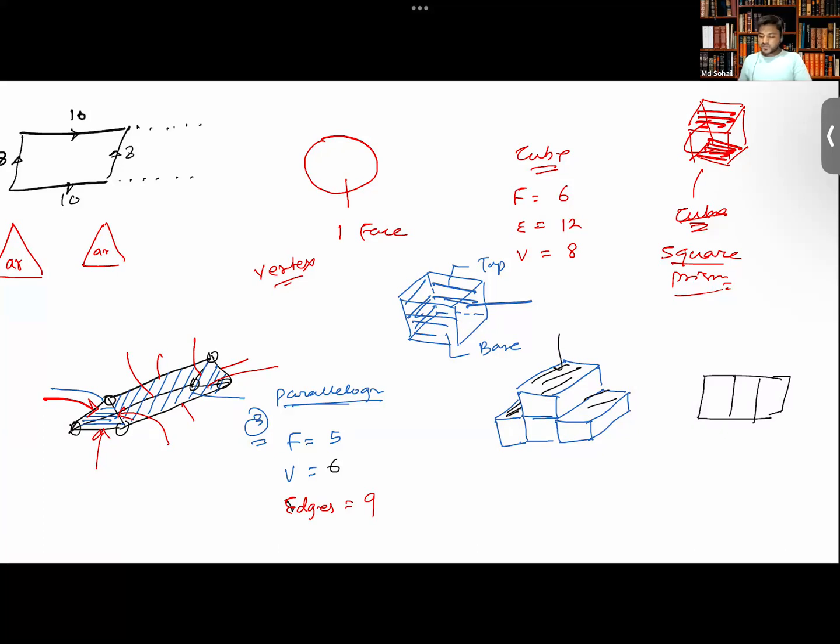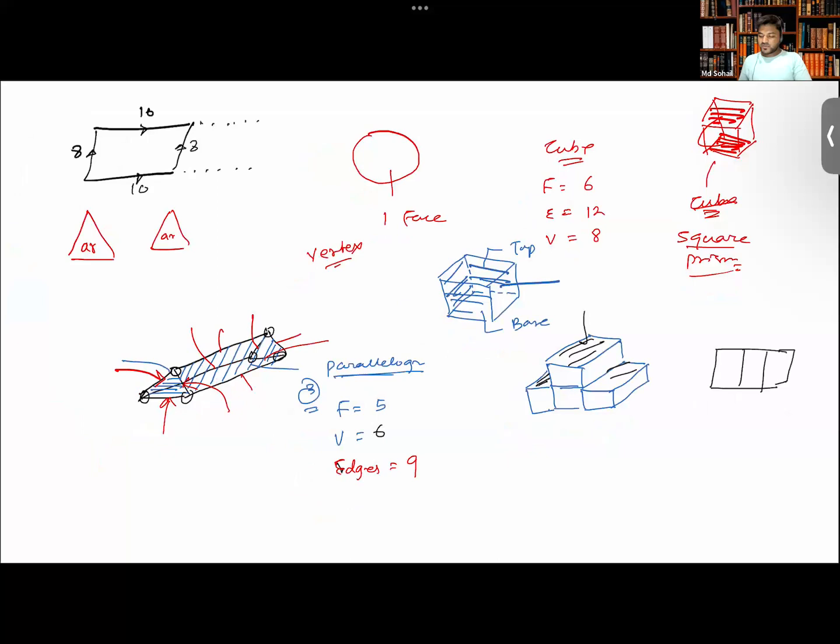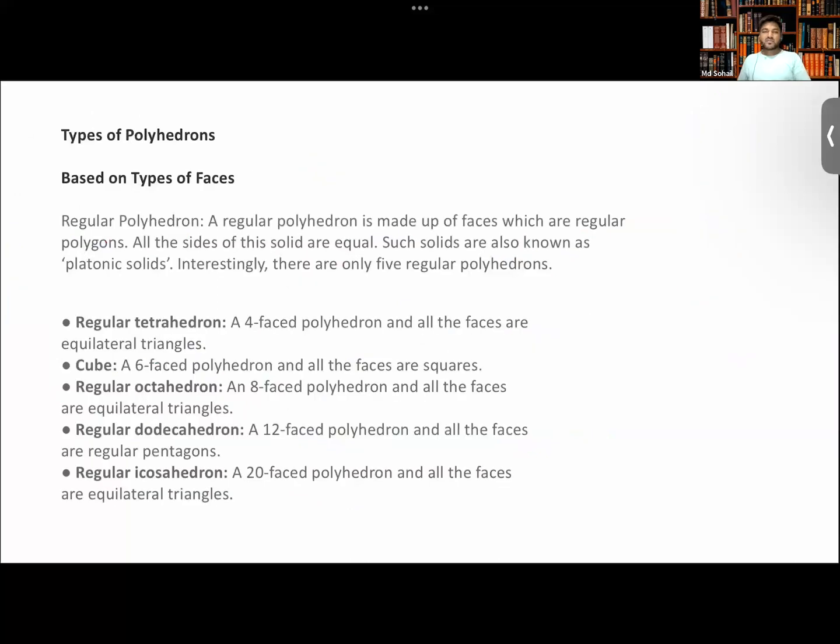Okay, so then let's start today's class. We will be revising some of the earlier concepts and we will be studying some new things also today. Okay. Right. So types of polyhedrons, we were talking about in the previous class, right? So you have regular polyhedrons and you have irregular polyhedrons as well. So what are these regular and irregular polyhedrons now?